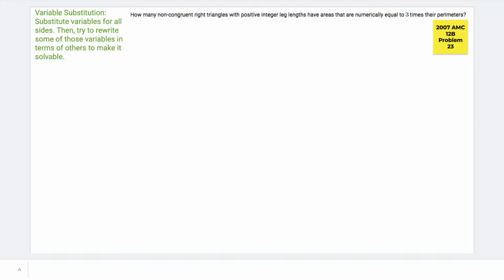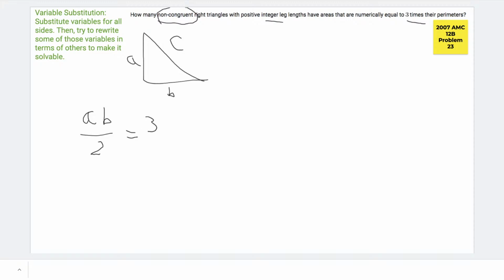It says, how many non-congruent right triangles with positive integer leg lengths have areas that are numerically equal to 3 times their perimeter? Okay, so if we have a right triangle, pretend these legs are A and B, and let's say this is C. So it says that their area is numerically equal to 3 times their perimeter, which means the area, which is AB over 2, equals 3 times the perimeter, which is A plus B plus C.